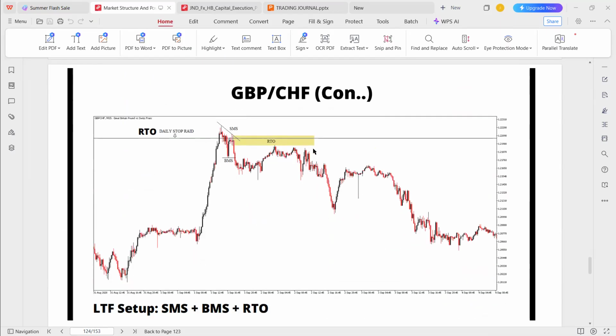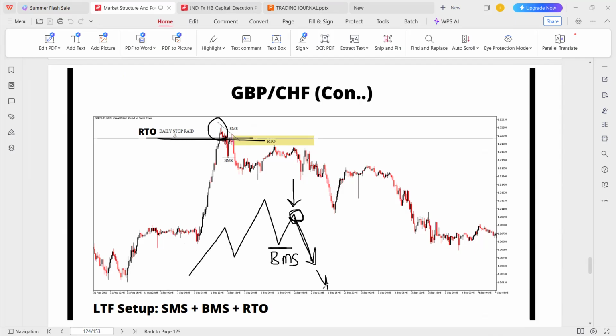Right, GBP CHF continuation. This is M15. So we've got a daily zone here. I think it's the same setup as well. Our daily zone was here. Price took out that buy side liquidity. And we always know if your price is coming up and it gives you this right here and a BMS here, this is a failed swing and it's a sign that your price is going down. BMS is a confirmation that your price is coming down.